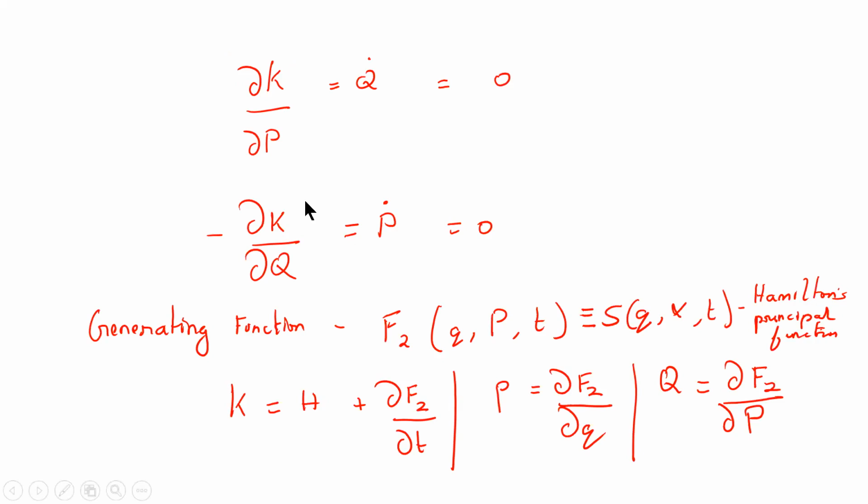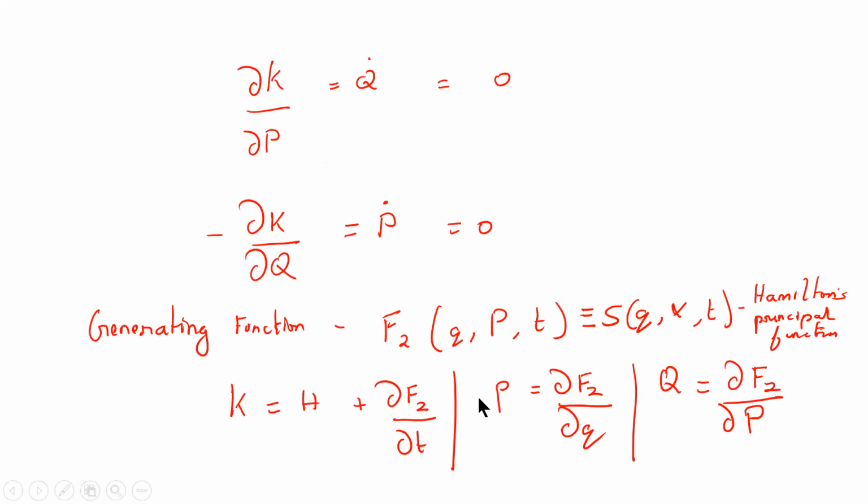So what we have is, as I said, P, the new momenta, is obviously going to be a constant, right? And the new coordinate also, by this equation, we have said that Q dot is 0, therefore Q will be a constant. So the new coordinate Q is going to be some constant beta, and it is nothing but dS by d alpha. So it all comes from these relationships for this type of generating function.